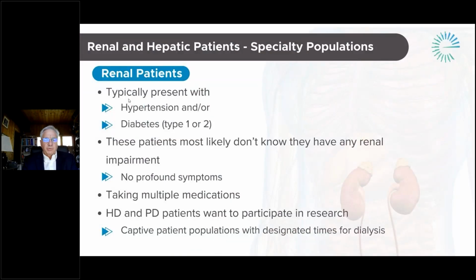Specialty populations. Renal patients, who are they and where are they? CKD patients, mild and moderate, are unique. They typically don't even know they have reduced kidney function. They may or may not have symptoms. And on multiple medications possibly. And on these medications, can they be DC'd or even changed? 80% of these patients with renal impairment are diabetic and or hypertensive.